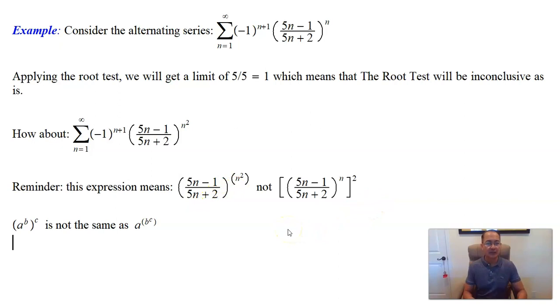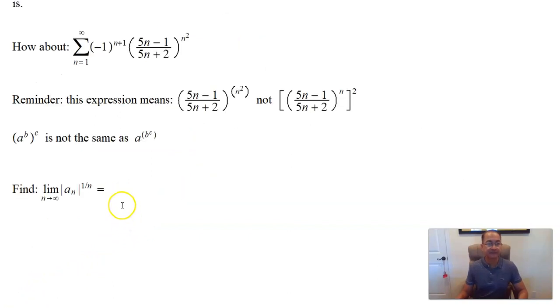Okay, so we still want to use the root test to see if this new series with the n squared instead of n in the exponent is going to converge or not. All right, so we're going to find that limit. All right, so we want this limit, take the nth root of a sub n. So we want to take this and raise it to the power 1 over n. Now, remember what happened before. We had the minus 1 to the n plus 1. You take the absolute value, that simply goes away.